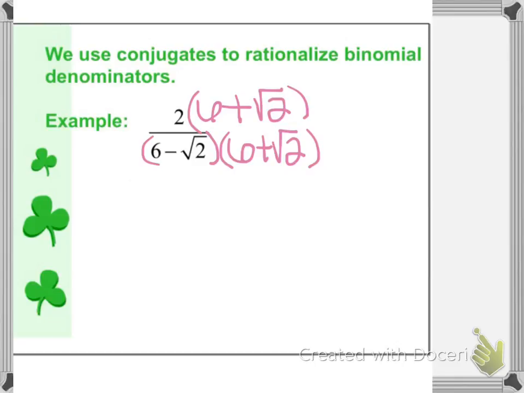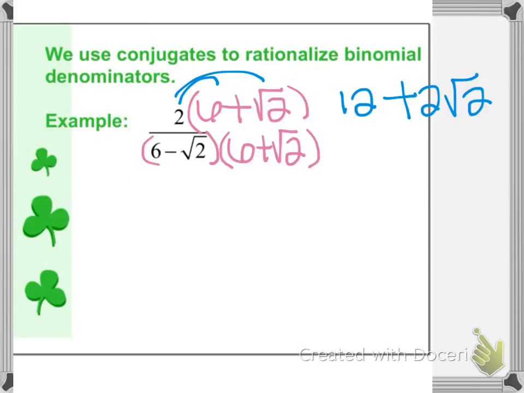So if we start on the top, I'm distributing the 2. 2 and 6 are both outside of the roots, so just multiply them together. 2 times 6 is 12. Plus 2 times radical 2 is just 2 radical 2, because one is inside and one is outside, so you just put them next to each other.